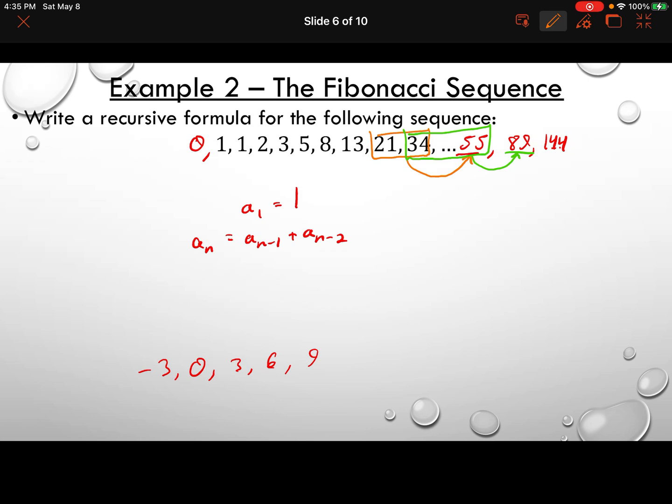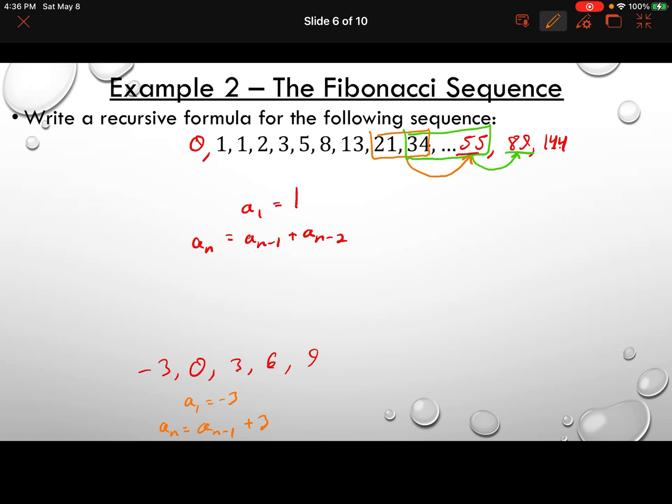So you take your first term. It's -3. And I hope the pattern is pretty obvious, right? It looks like we're just adding 3 every single time. -3 to 0, to 3, to 6, to 9. So we're just adding 3 every single time to go from one term to the next. So once again, that means we're taking the previous term and adding 3, right?